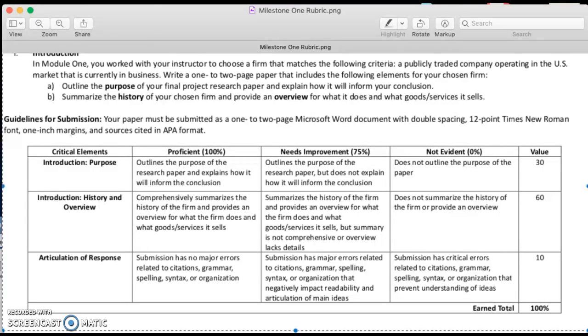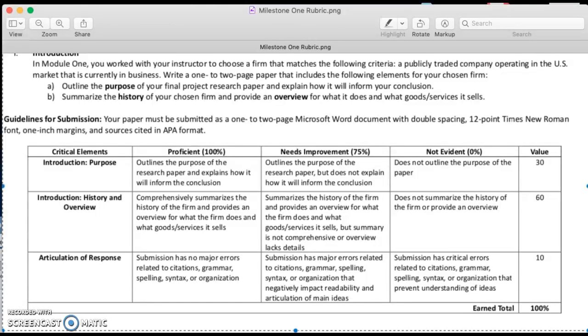In the second part of the milestone, you have to provide a summary of the history of the firm and write an overview of what goods and services your firm sells. Start from the origins and make your way to today to explain how your firm has evolved and grown through the years. Maybe it changed the type of good or service it sells, or it had some rough times in the past. What are the highs or the lows of its history?